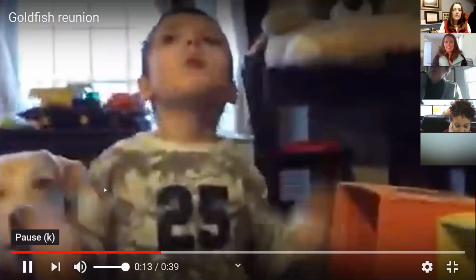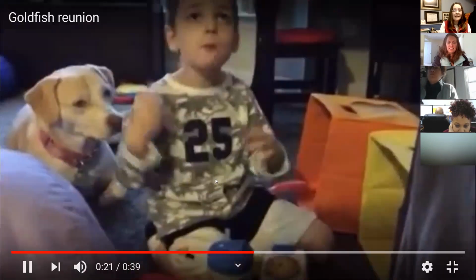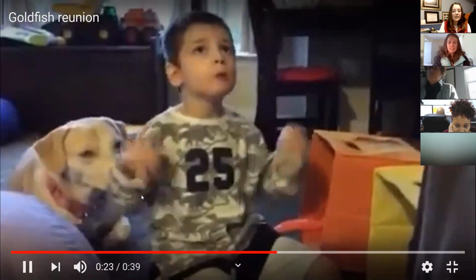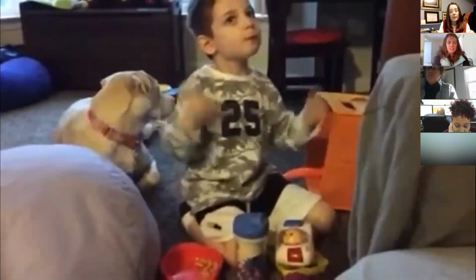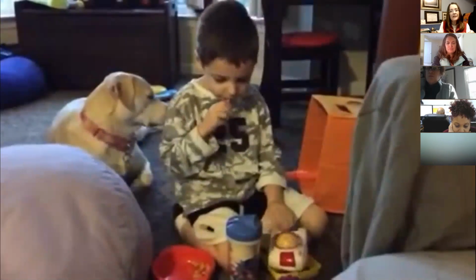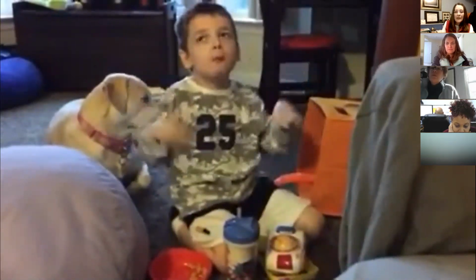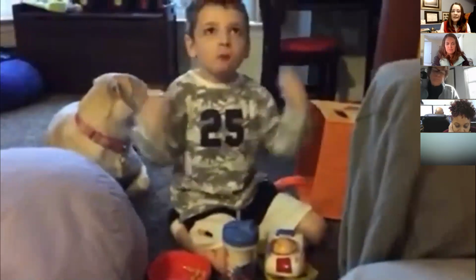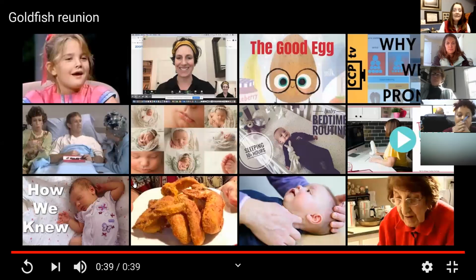All right, so here's Ben. Completely different now, right? He is looking at the goldfish. He's reaching for that goldfish. He's giving his eyes to the goldfish and he's putting it in his mouth. We can see that when Ben's home, his visual behaviors are much different than when he's in therapy or at school, because the environment is different.